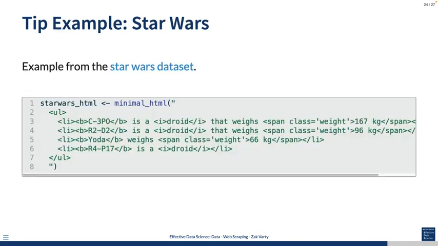So the example we'll consider is an extract of text about the Star Wars dataset. This extract gives an unordered list where each list item corresponds to one observational unit. That is, one character from the Star Wars universe. The name of the character is given in bold, the character species is specified in italics, and then the weight of the character is denoted by the weight class. However, what we should notice here is that some characters only have a subset of those variables defined. So, for example, Yoda has no species entry.